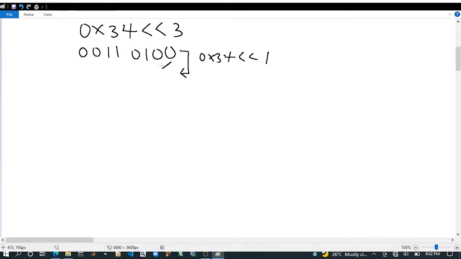So I start with the bit 0, I shift it to the left. It is now in bit 1. So my bit 0 is now vacant. I just put a 0 there. I shift this also. I shift this. I shift this. I shift this. So this is now 1.